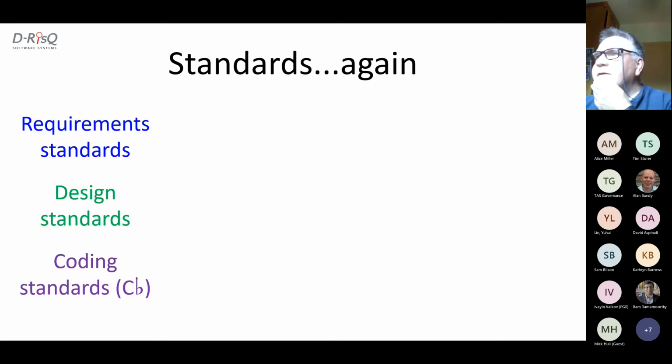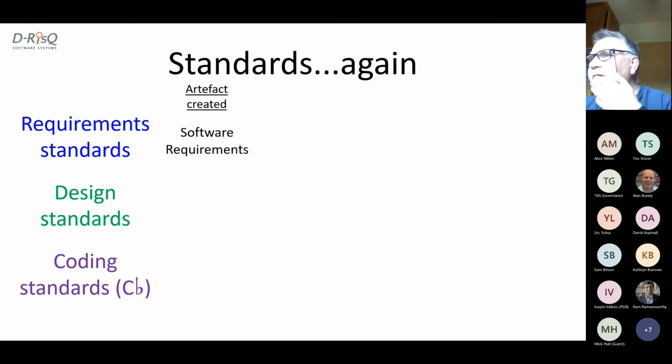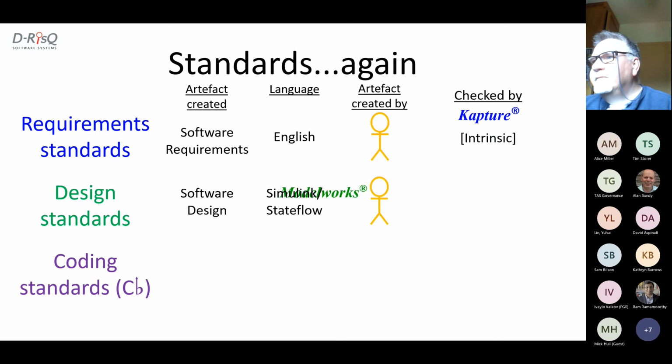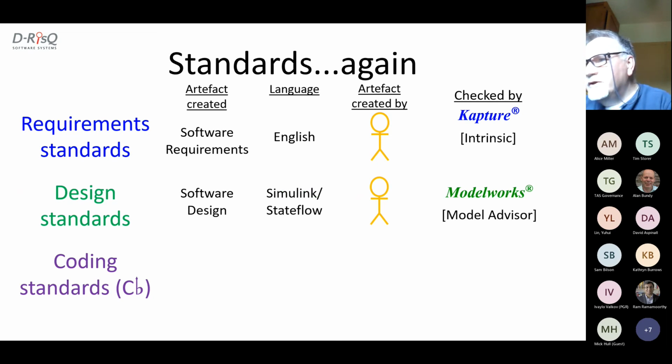Simulink and Stateflow. So looking back to the standards again, we've got requirement standards, design standards, and the coding standards, C flat I talked about. So the artifact created for requirement standards is software requirements. The language is English, structured English, so stylized English. And the artifact is created by a person, checked by Capture intrinsically. Software design, again, Simulink and Stateflow, which a person does, so it's creative, but it's again checked by ModelWorks against the Capture, and Model Advisor checks whether it's in the subset, which we can support.